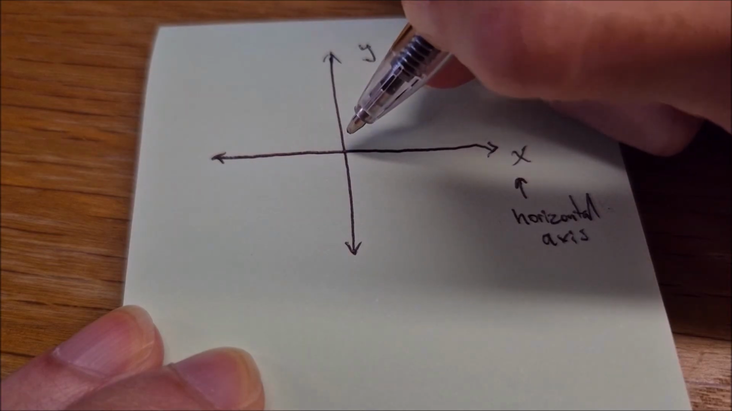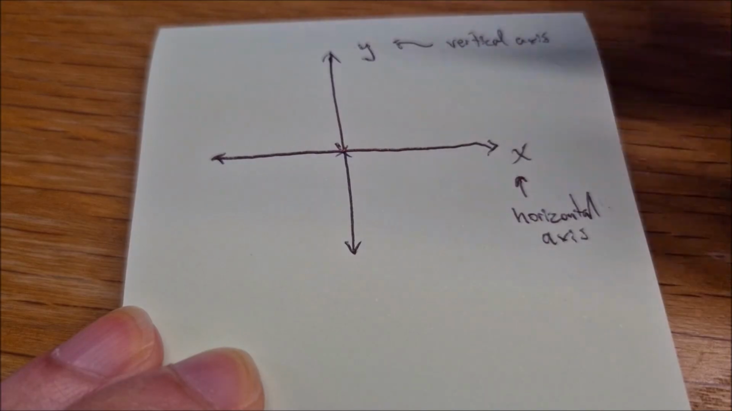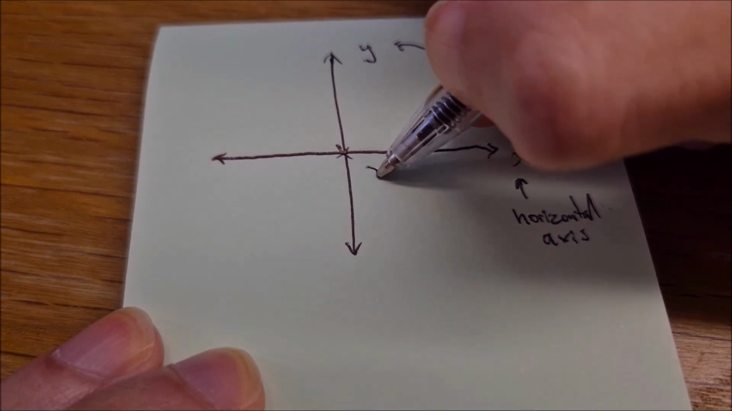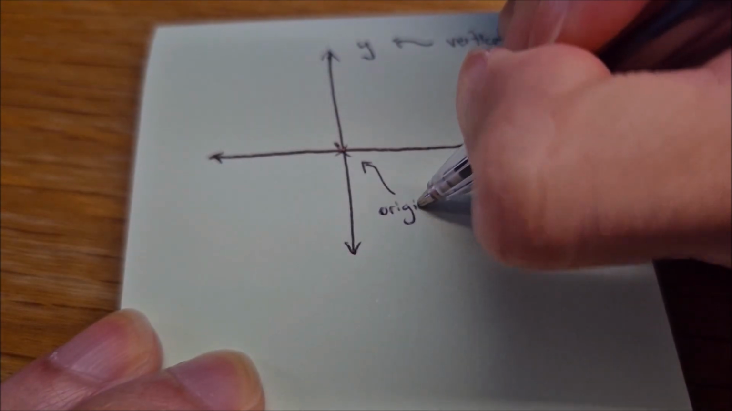Another important feature is what's called the origin. That's where the two lines intersect. So this will be called the origin.